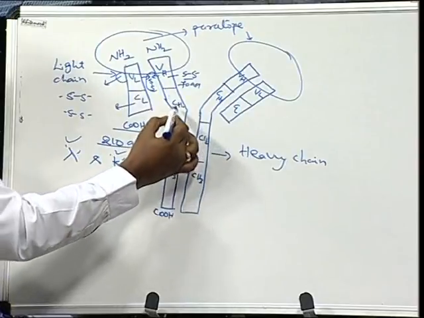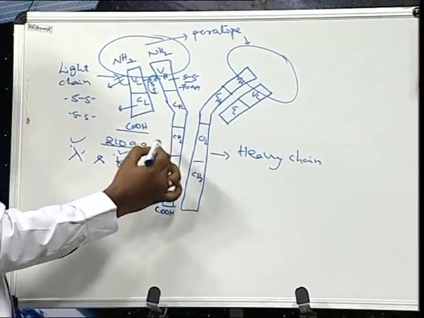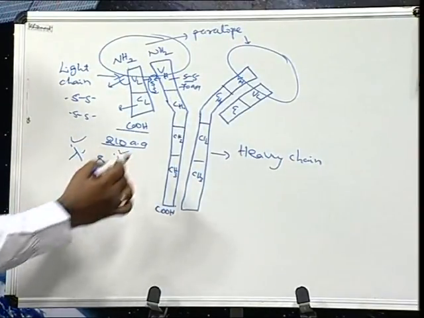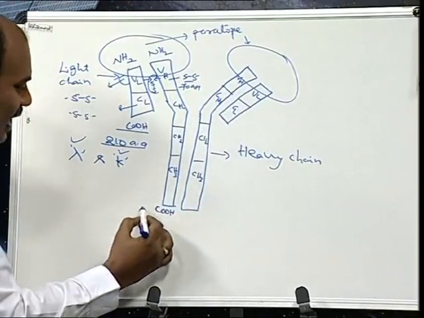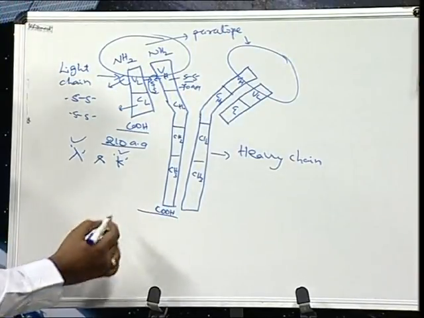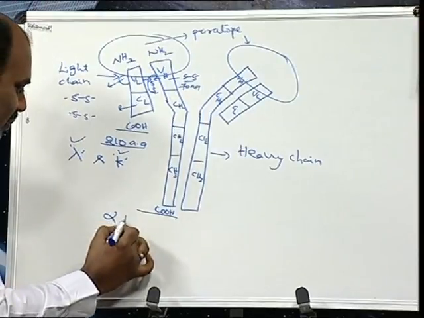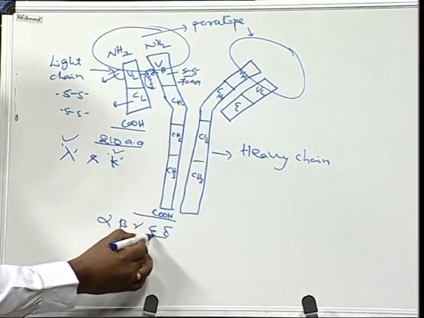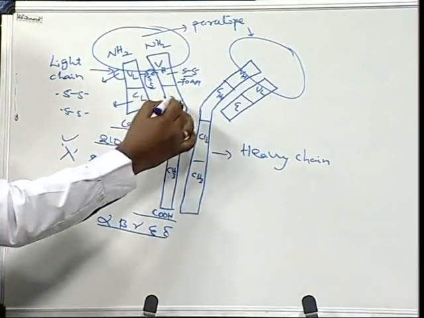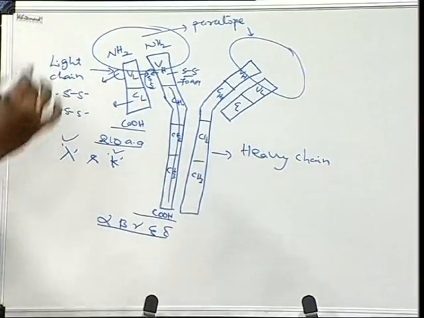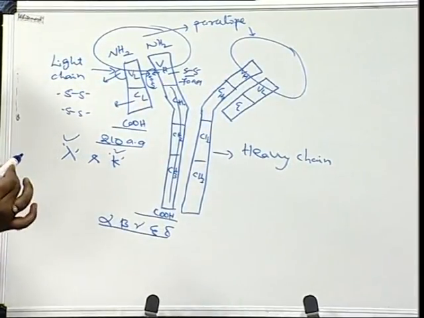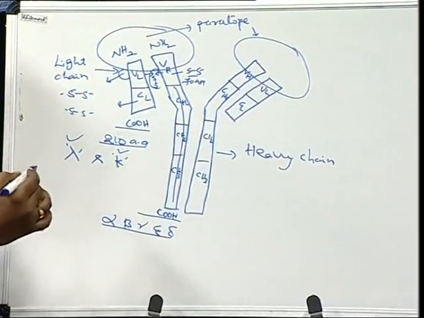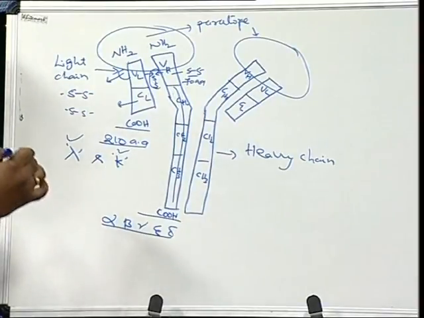Because of the length and the amino acid sequence, the constant region of the heavy chain is again divided into different types, which they call alpha, beta, gamma, epsilon and delta. So, these are the 5 types. Based on the amino acid differences in the constant region of the heavy chain, these immunoglobulins, or antibodies, are divided into 5 types. That is why they call it GAMDE.